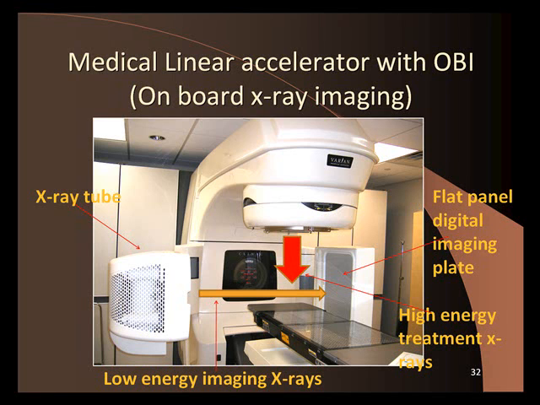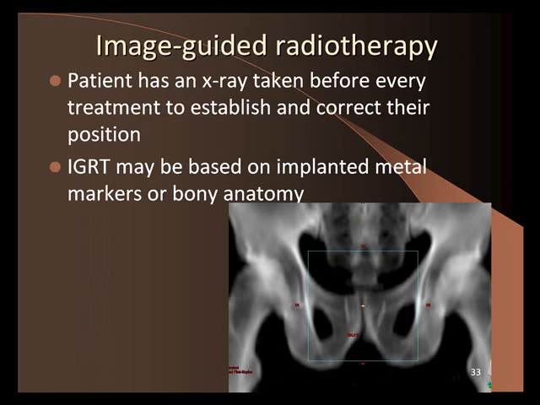Okay. And this is sharper, it's clearer because it's low energy X-rays, and this is blurry because it's high energy X-rays. Okay. So again, the patient has an X-ray taken before every treatment to establish and correct their position. IGRT may be based on implanted metal markers, such as these that you see here, or bony anatomy. If they don't have any markers, we could just align the bony anatomy.